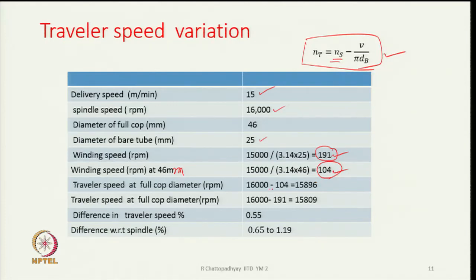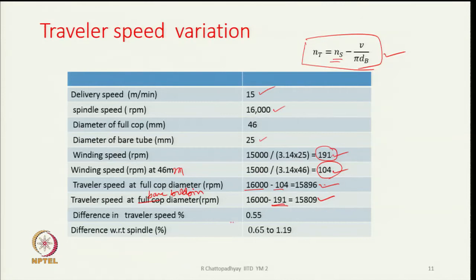So, how much is the difference between these two? It is basically 16,000 minus 104. So, when I am winding on the 46 mm diameter, the traveler speed is 15,896. One is winding on the full bobbin diameter and the other is winding on the bare bobbin diameter. So, on the full cup diameter it is going to be 15,896, and when the winding is on the bare bobbin diameter, it is 15,809. So, if you see the speed of these two, the difference is very little.